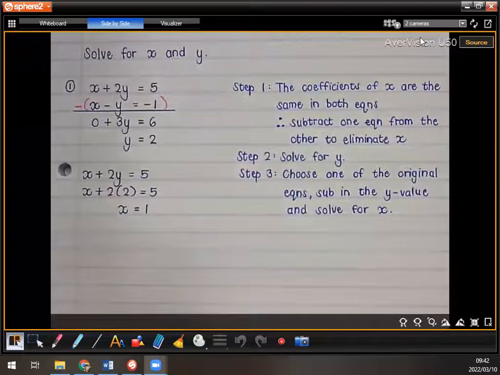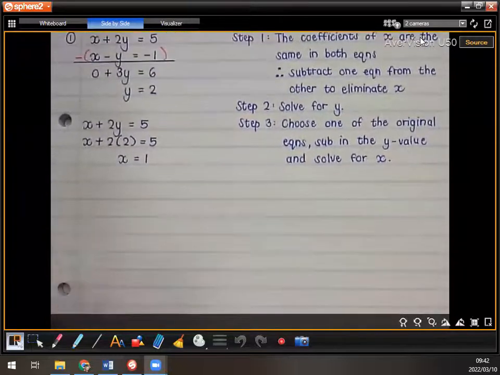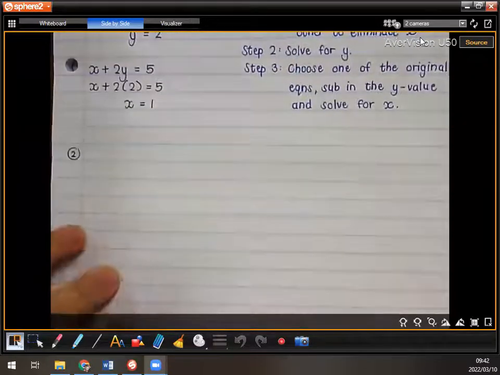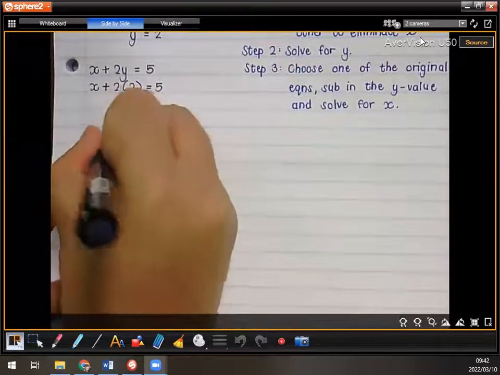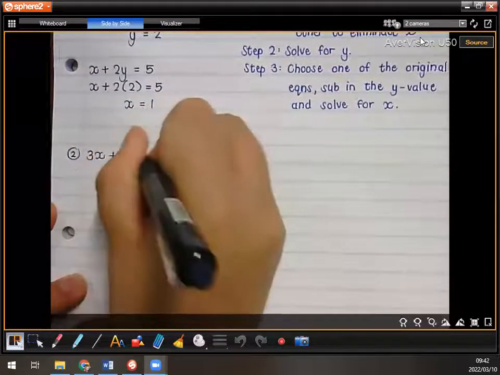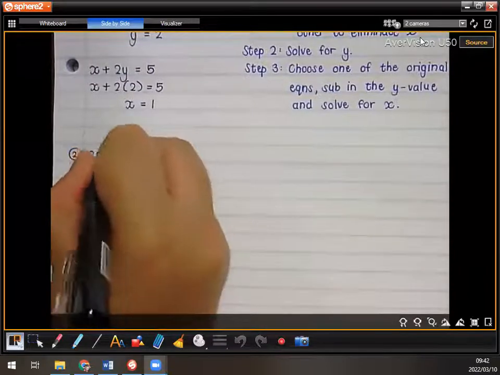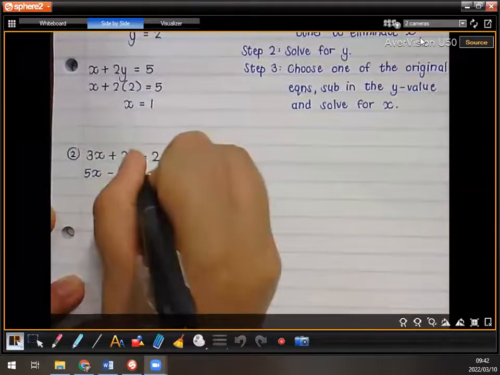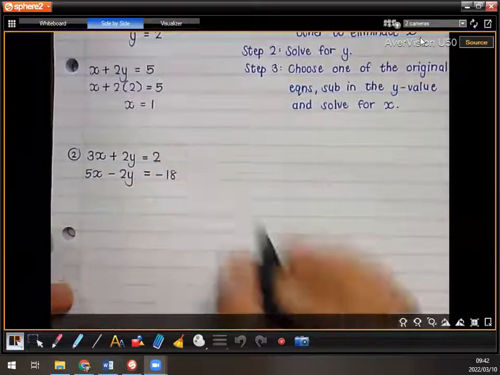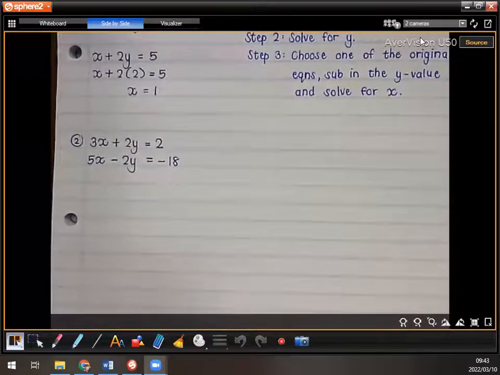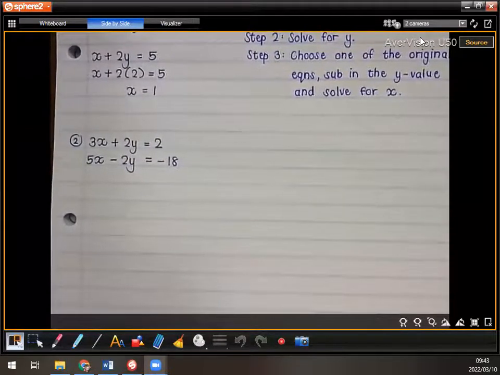Okay, let's do another one. Number 2. We have 3x plus 2y equals 2. And then we have 5x minus 2y equals negative 18. We'll get to that. Well, not in this one, but we will do it in one.